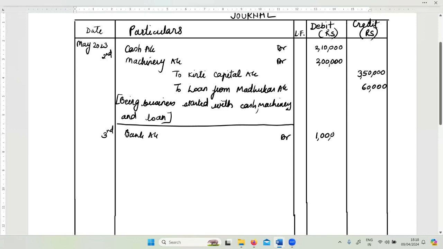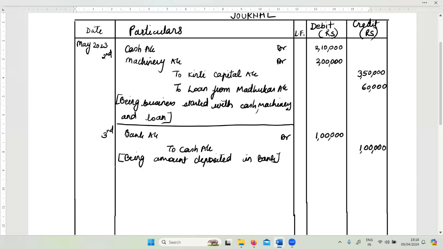Debit amount 1 lakh. And what are you going to deposit? Basically cash. So to cash account 1 lakh. Being amount deposited in bank. Yes, second entry is done. Let's proceed to the third one.